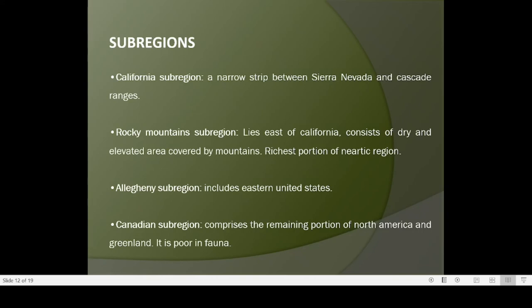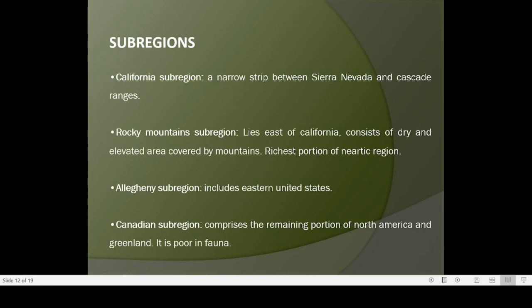Then the Allegheny subregion is there, and the Canadian subregion is there. So these are the four subregions that we are finding in the case of the Nearctic realm. Now, going to the first subregion, this is the Californian subregion.